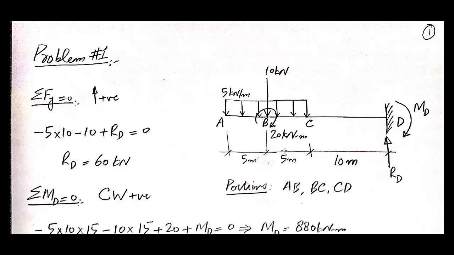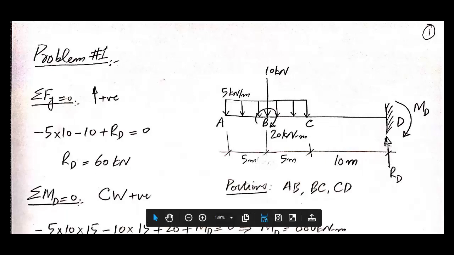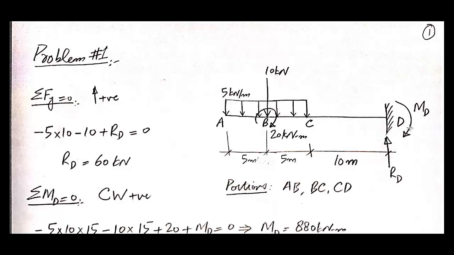Our first step, as always, is to determine the reactions of this beam, and we have a cantilever beam, so there will be a vertical reaction at support D, and there will be a moment at the support D. So I have assumed the reactions at point D. RD is in upward direction and MD is in clockwise direction. To calculate the reactions, we will apply the conditions of equilibrium, sigma Fy equal to 0, with the convention that upward forces will be treated as positive.